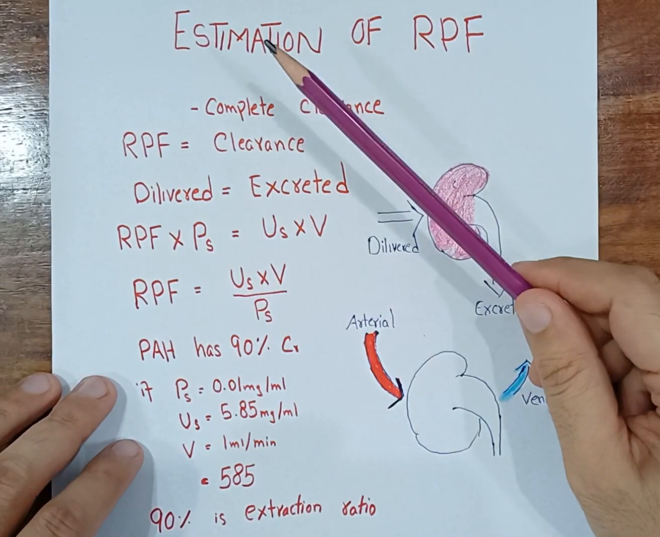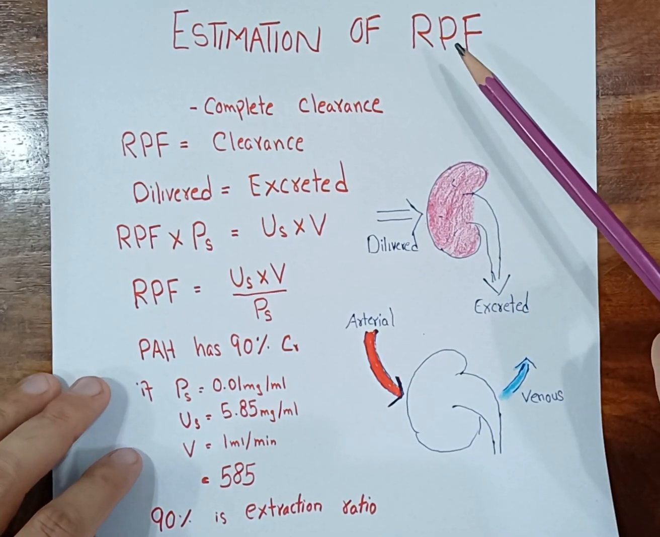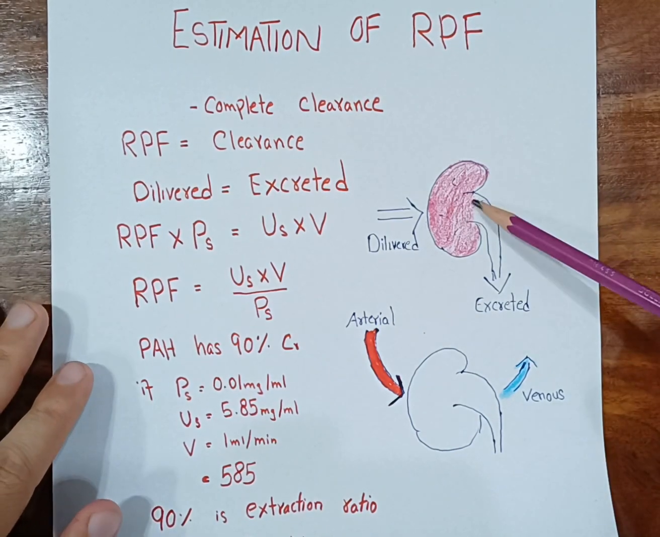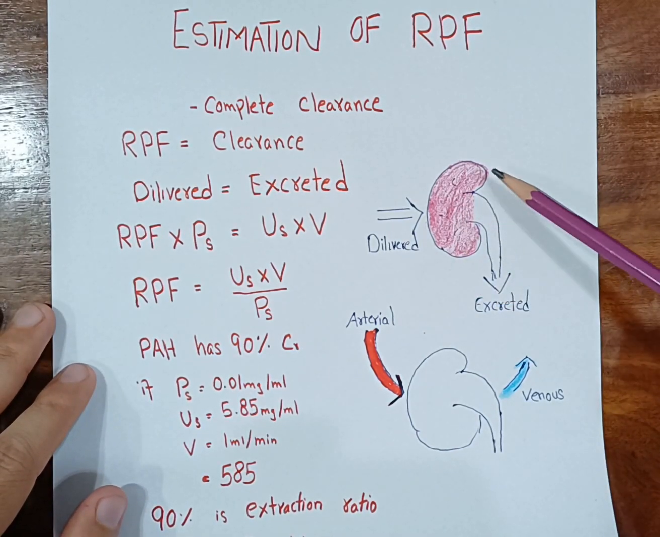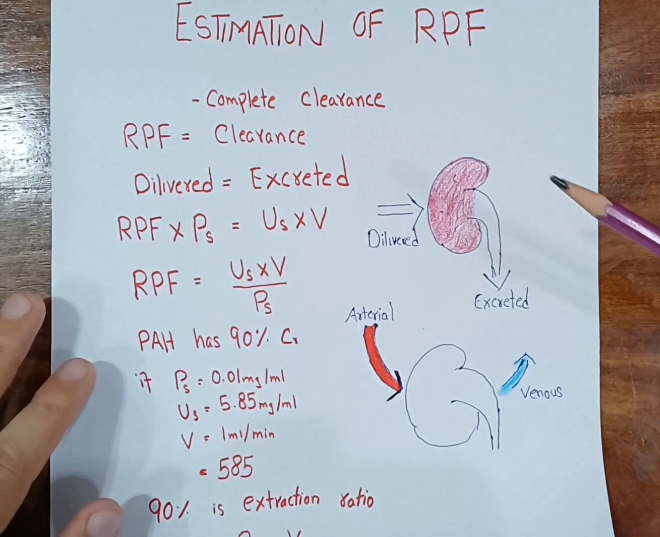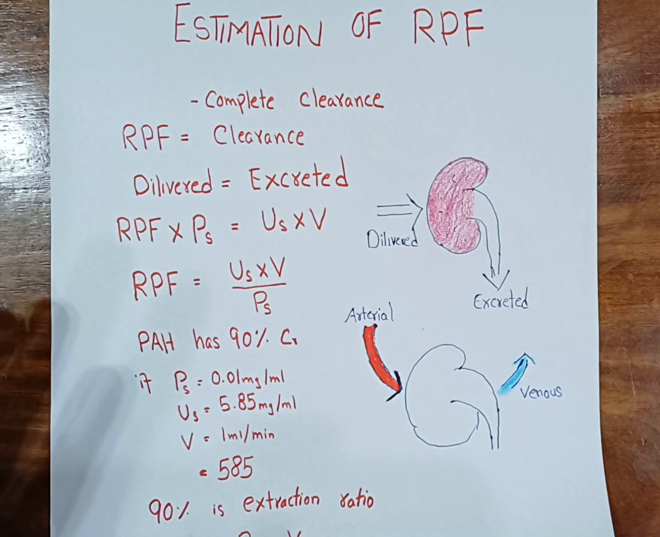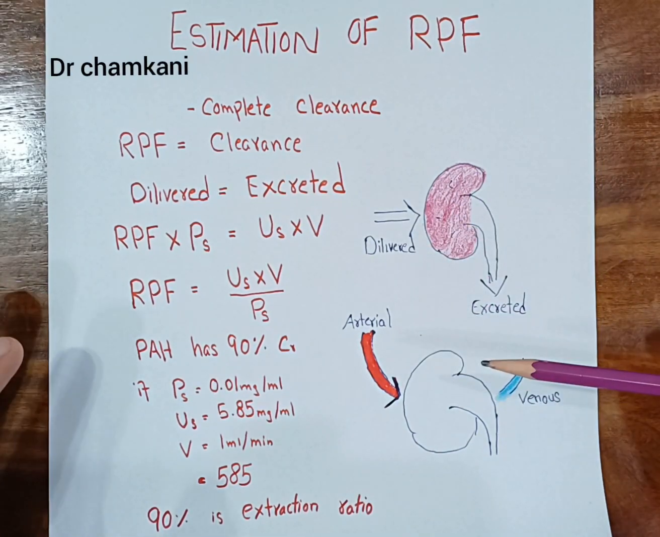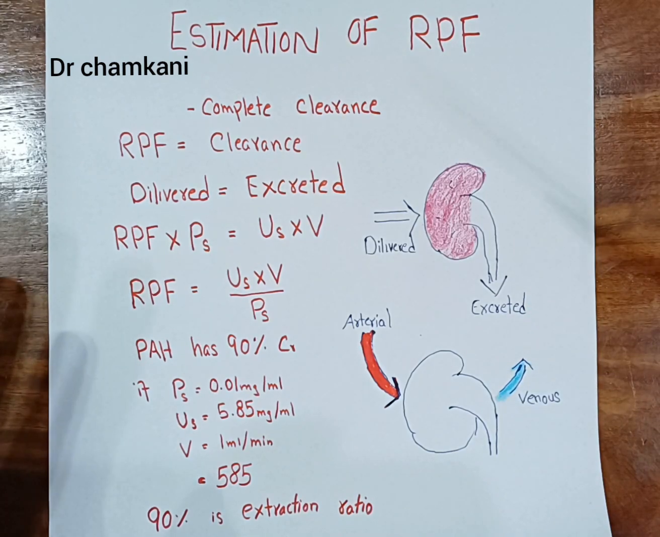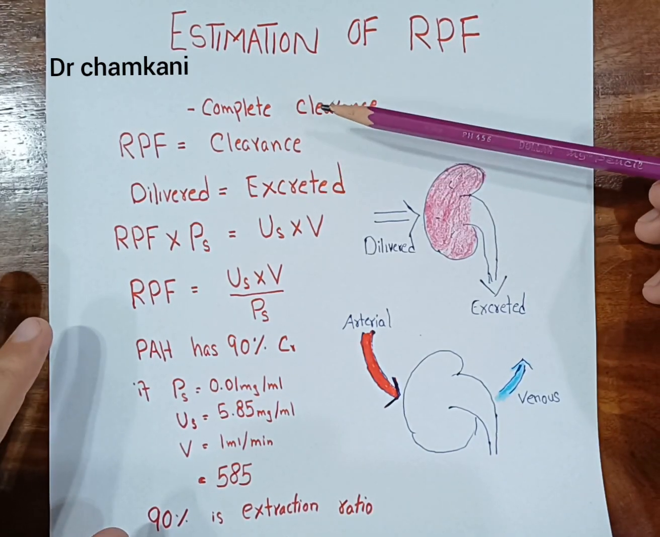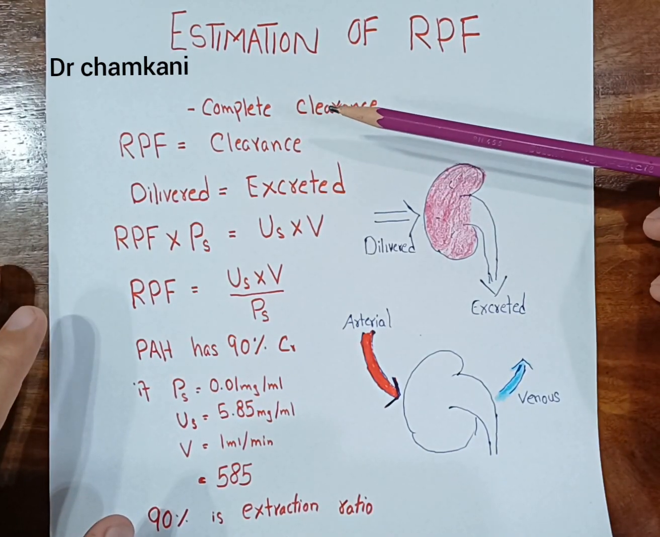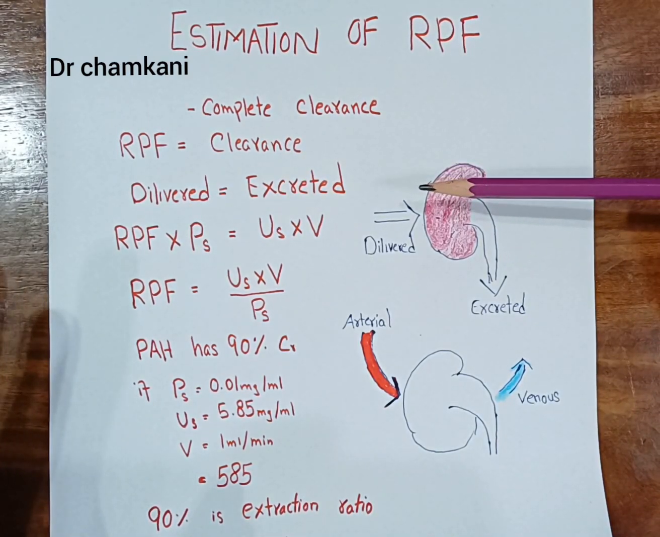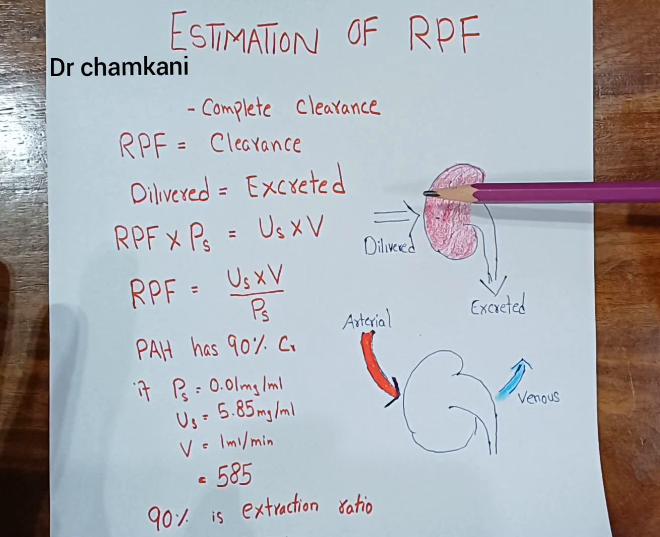Today in this lecture, we will talk about the estimation of renal plasma flow, or the estimation of the volume of plasma that is delivered to the kidneys per minute. And from the amount of plasma, we can calculate the amount of blood that is supplied to the kidneys per minute. Now, to calculate the renal plasma flow, we need a substance which is completely cleared, or at least we assume that it is completely cleared.